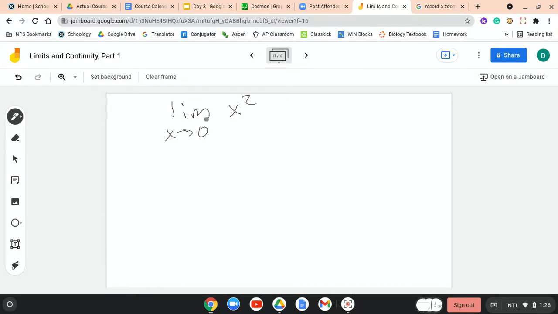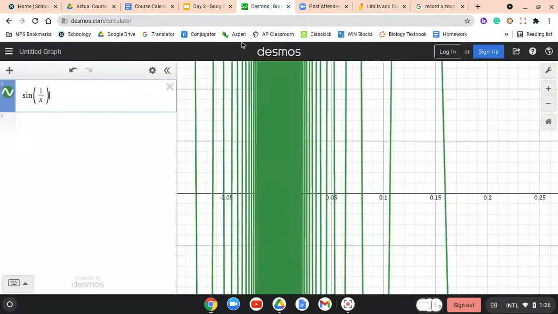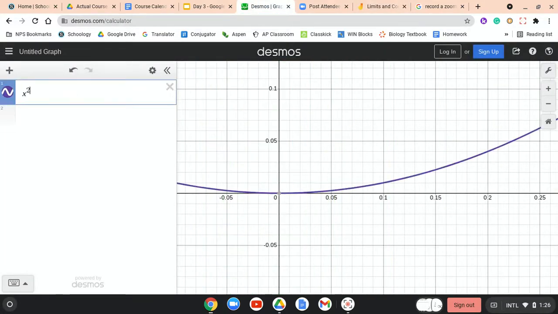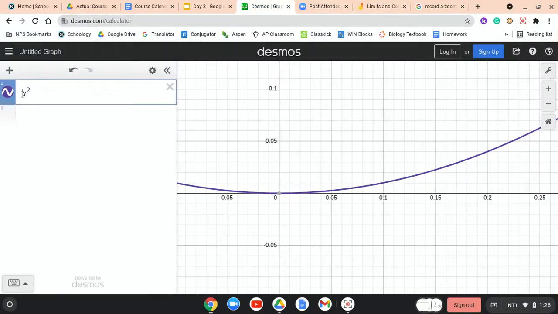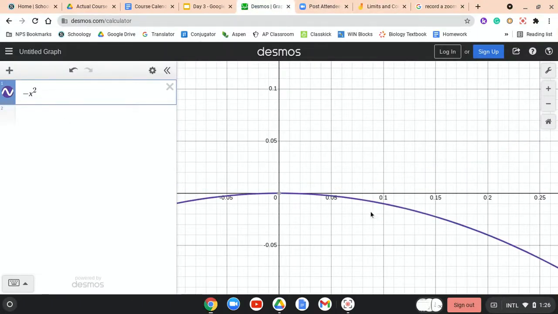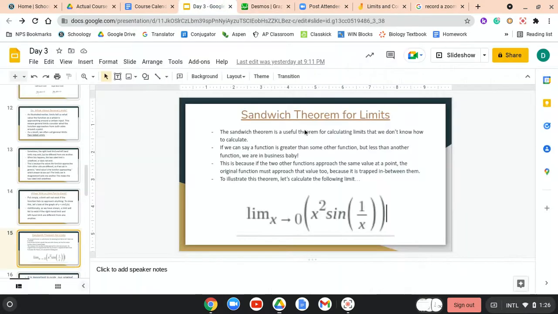The limit as x approaches 0 of x squared, we can look at a graph and see very easily that as our input approaches 0, the height of our graph approaches 0 as well. So we can say that this limit is equal to 0. Similarly, we can also say that the limit as x approaches 0 of negative x squared is equal to 0 as well. Because if we look at the graph here, we notice that as our inputs get closer and closer to 0, our outputs or our height gets closer to 0 as well.